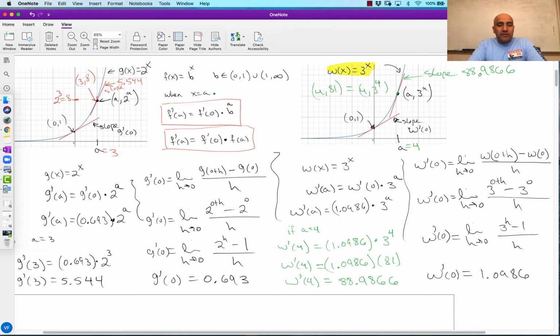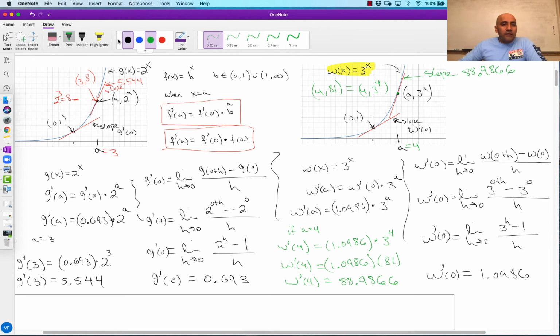So we can state all that in one of these two ways. f prime of a equals f prime at 0 times b to the power of a. Or we can also restate it this way, that the derivative evaluated at a is equal to the derivative evaluated at 0 times f of a. Okay, so very interesting. This is the only function that we know that does this. Its derivative is going to be equal to the value of the function times some constant. And that constant varies based on the value of b. So this is a very general statement, but now let's think about a very specific case. What if b was equal to 2?